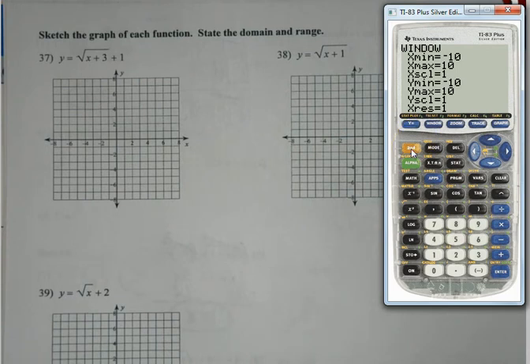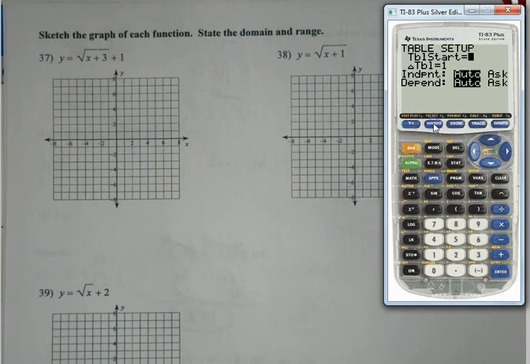So once you're sure on that, then for my table set, I'm going to use the same button except I'm going to hit second. So second window, this screen should look like this with 0 and 1. This is what I'm concerned with. If some of you have a funky decimal, that's going to make life difficult. So second window, 0 and 1, then we're ready to graph.